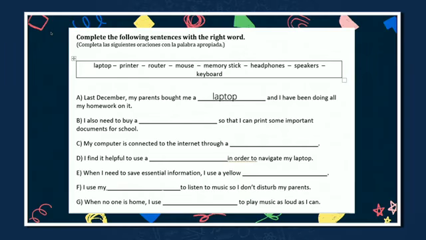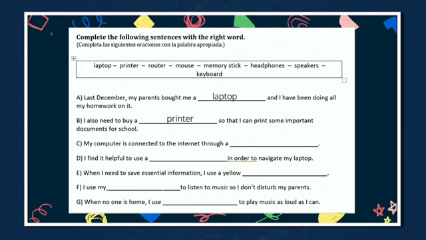Letter B. I also need to buy a... También necesito comprar una o un... So that I can print some important documents for school. Para poder imprimir algunos documentos importantes de la escuela. Which one is it? A laptop? A printer? A memory stick? Exactly, it's a printer. I also need to buy a printer so that I can print some important documents for school. Let's move to the next one.